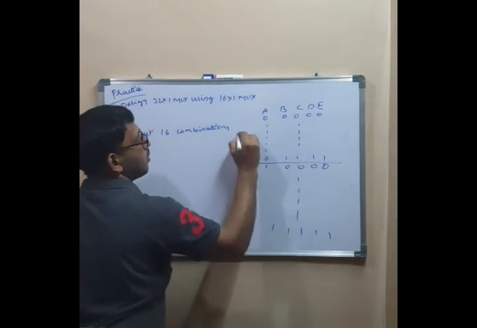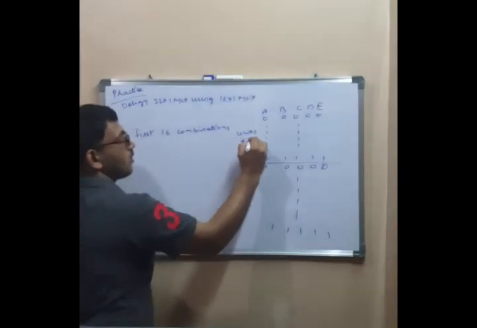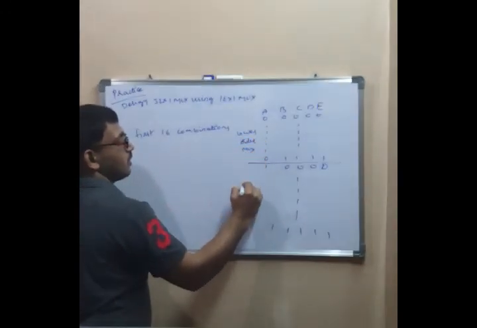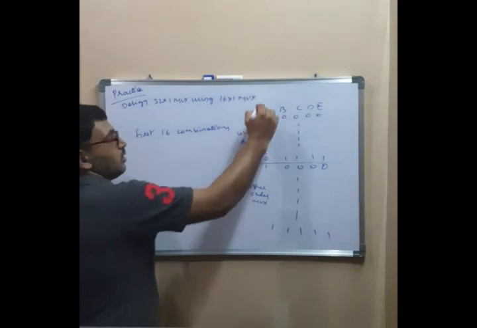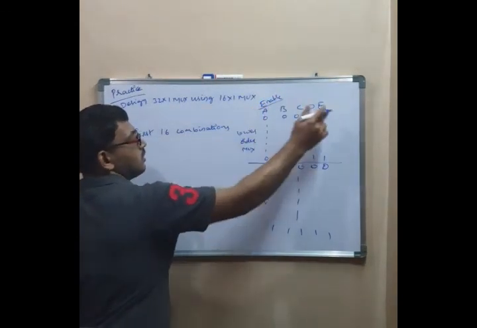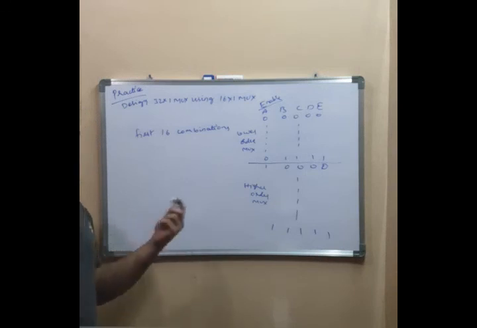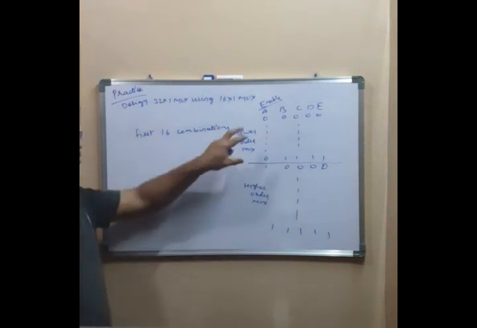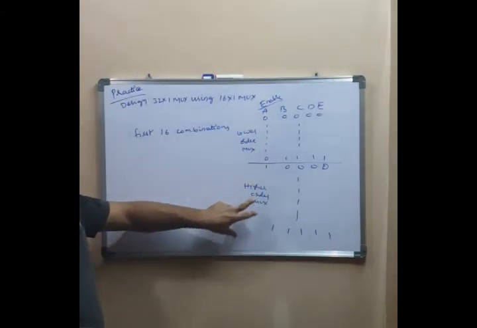For the first 16 combinations, you treat this as lower order mux. For the next, you treat this as higher order mux. And you take enable input. You treat this as enable input. These two are select inputs of 16:1 mux. You take two 16:1 multiplexers. And it has enable input. For the first 16 combinations, this mux will be enabled, and for the next 16 combinations, this mux will be disabled.